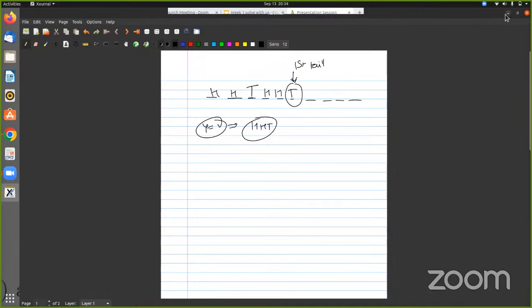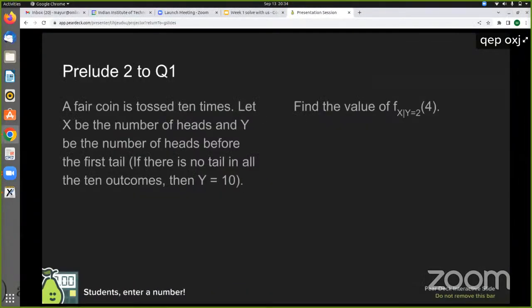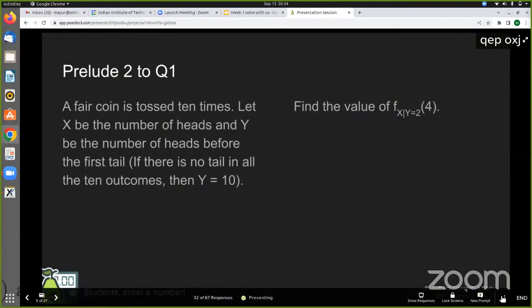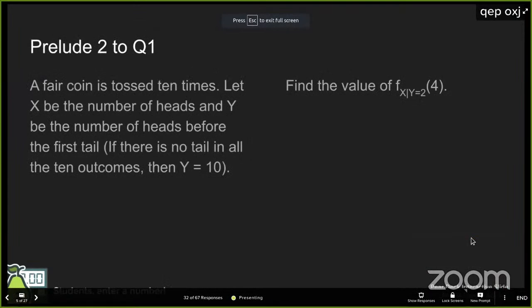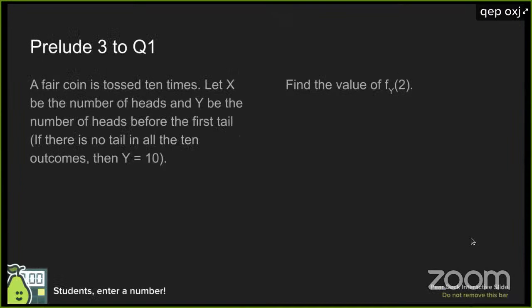So, sir, y equal to 9 means then T is at the 10th place, right? Okay, sir. So using this information, can we find the marginal density? Yeah, so this question is there for this.